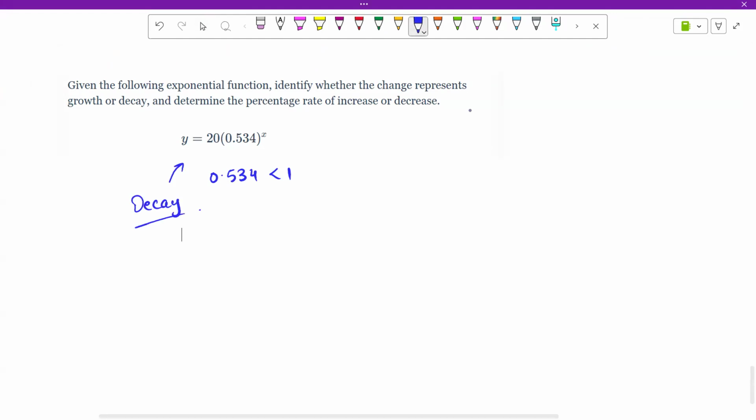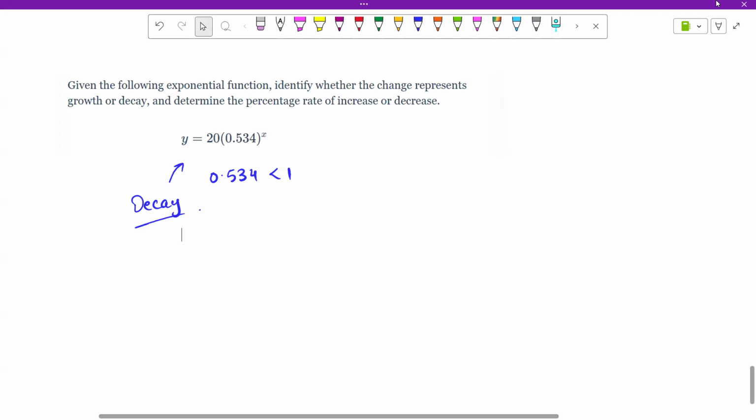Now, they are asking, is it representing a growth or a decay? We know it is less than 1, so it is a decay. Determine the percentage rate of increase or decrease. Because it is a decay, it will be a decrease.